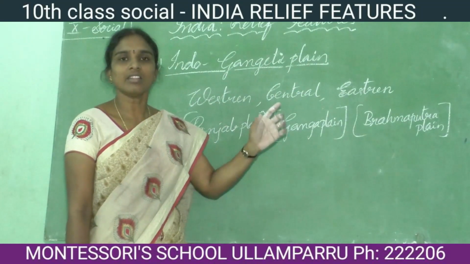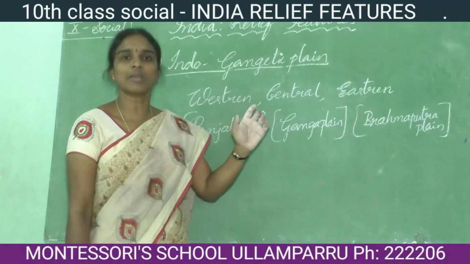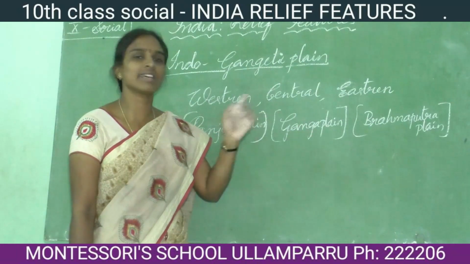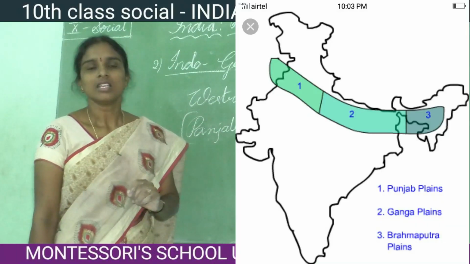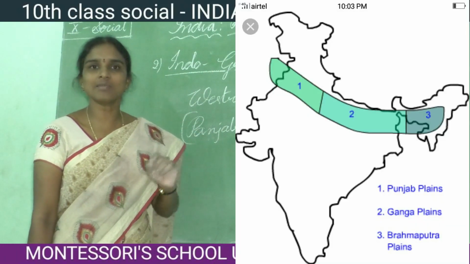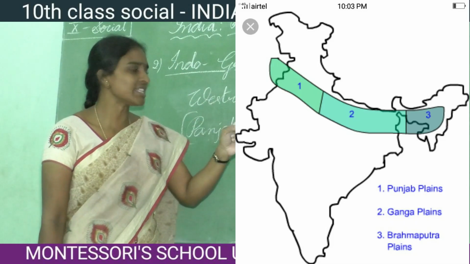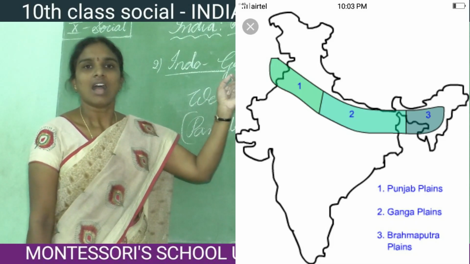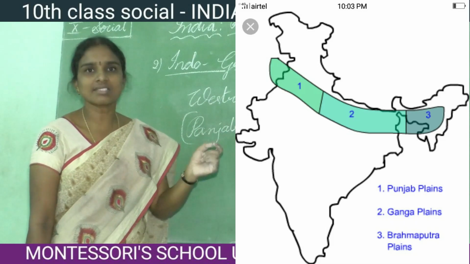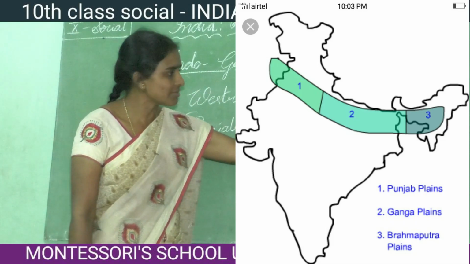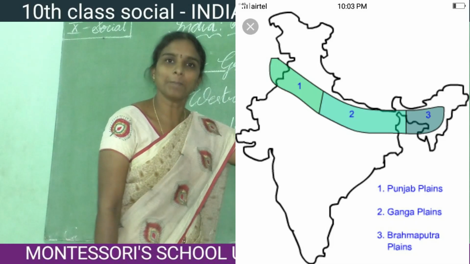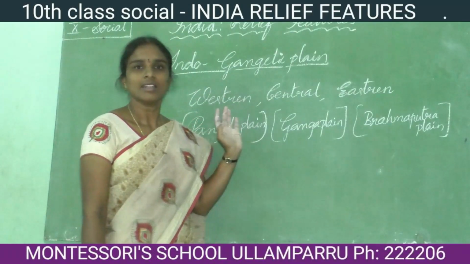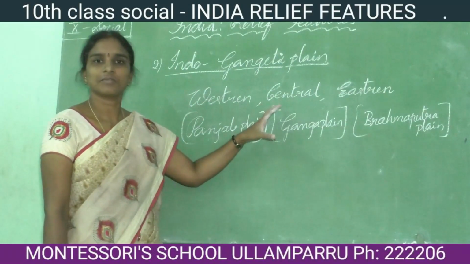So the river which flows from the eastern portion, that is the river Brahmaputra. The river Brahmaputra forms the plain region in Arunachal Pradesh, Assam, like that. It comes under the Brahmaputra plain. Clear?